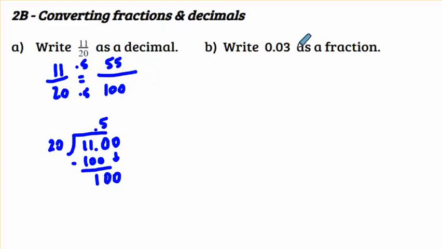For B, we just read this out loud. 0.03 is not really the mathematically correct way to say it. We would say 3 hundredths. And I'm not even going to write this down because if I do, then I've given you the answer. So you just write that as a fraction.